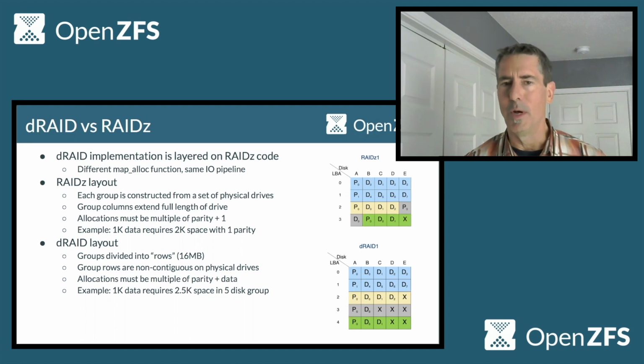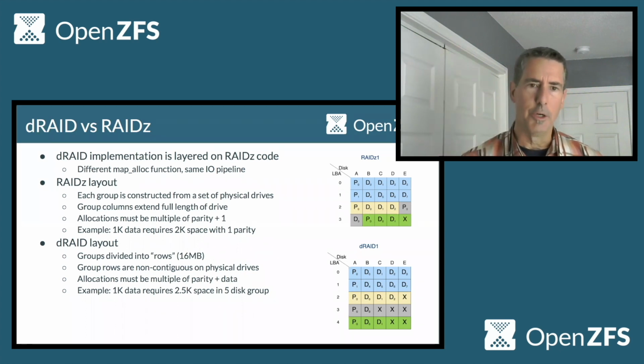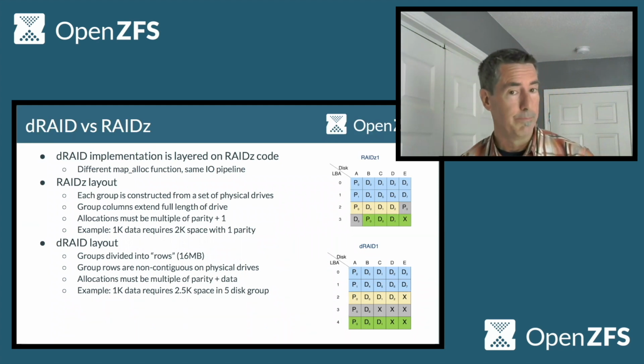So for example, a 1K data requires 2K of space with a single parity. dRAID layout, on the other hand, groups are divided into rows of 16 meg. So rather than consuming the entire disk in a column, each column is chunked in 16 meg pieces where contiguous 16 meg chunks don't necessarily reside on the same drive. This is the permutation. So group rows are non-contiguous on physical drives.